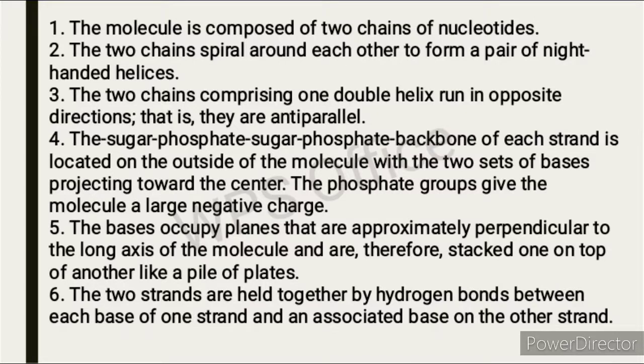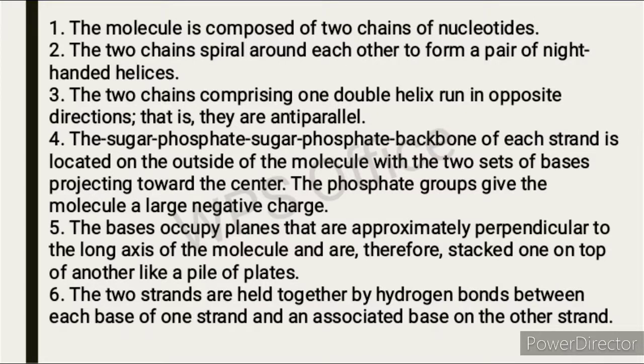Number 4: the sugar-phosphate backbone of each strand is located on the outside of the molecule, with the two sets of bases projecting toward the center. The phosphate groups give the molecule a large negative charge. Number 5: the bases occupy planes that are approximately perpendicular to the long axis of the molecule and are flat plates, therefore stacking one on top of another like a pile of plates. The hydrophobic interactions and van der Waals forces between the stacked planar bases provide stability for the entire DNA molecule, causing the molecule to resemble a spiral staircase.